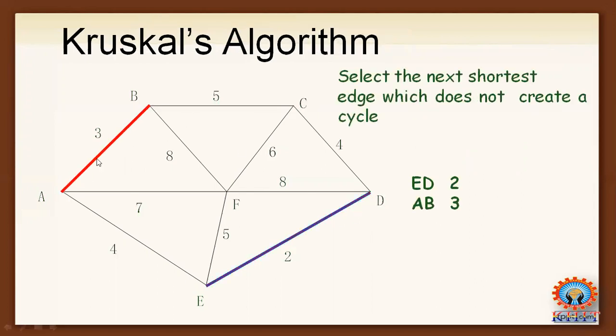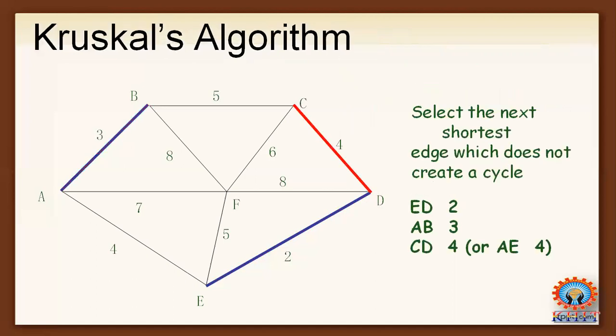So A to B also I can mark it. Next smallest edge is A to E or C to D. Why? Because here both the edges have the same weight. The edges A to E and C to D both have the same weight of 4. In this case, you can select as you wish, you can select any one of the edges.